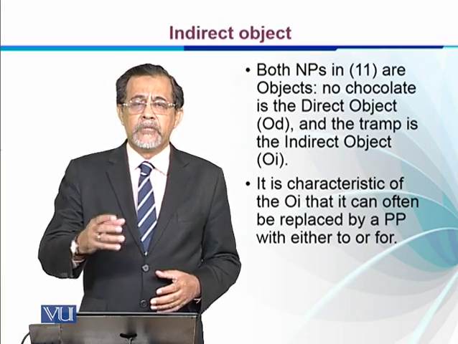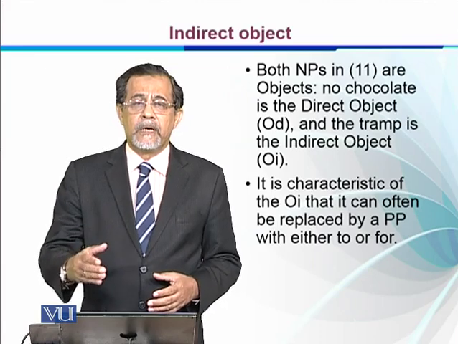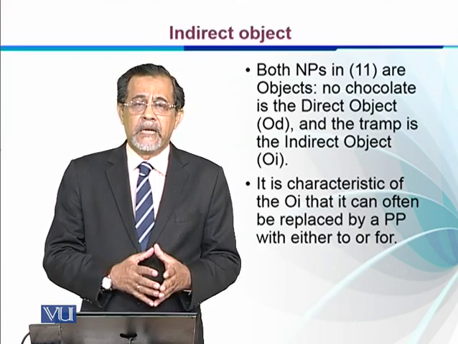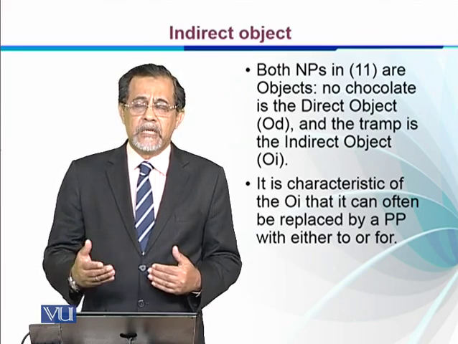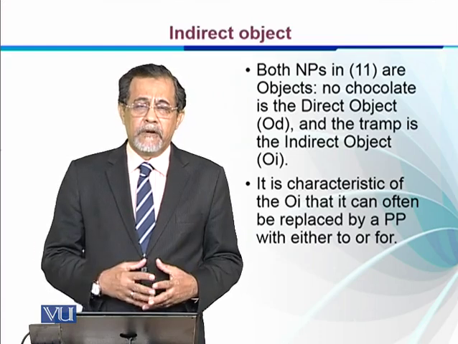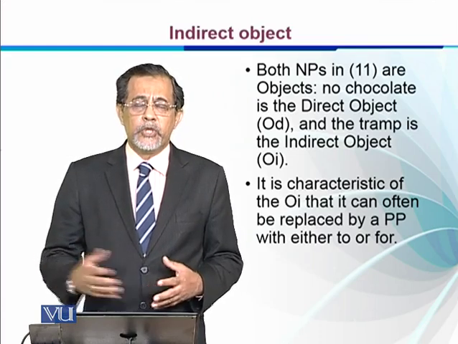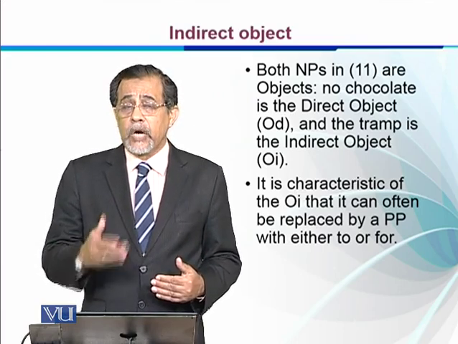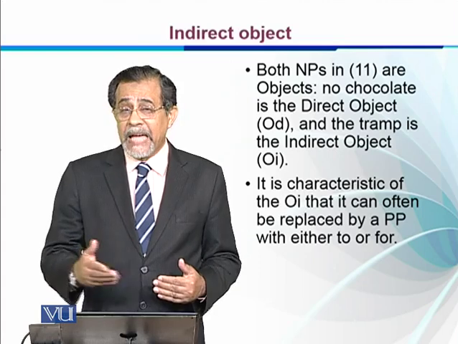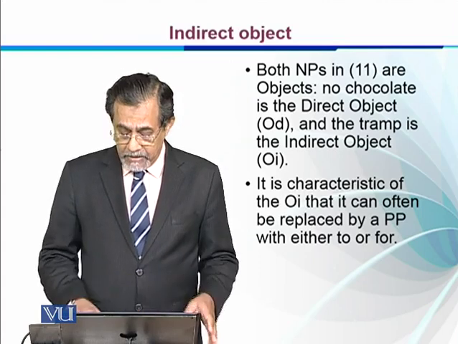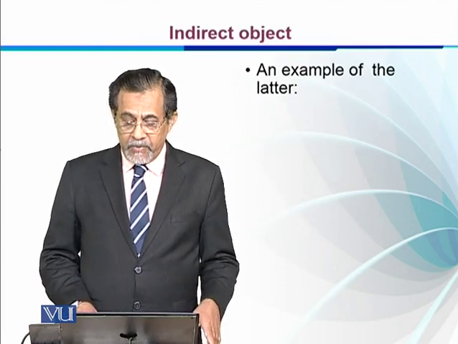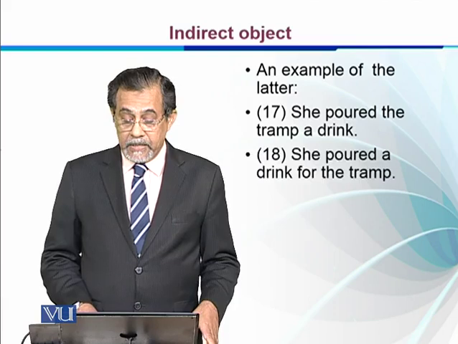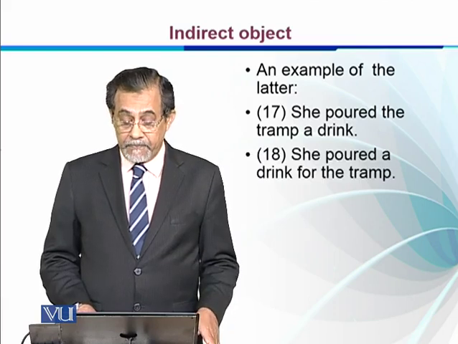For example, "she bought her chocolate." If "her" is an indirect object and we move it to the end position, we say "she bought chocolate to her." So we have to bring "to" with "her." Another example: "she poured the tramp a drink," right? "She poured a drink for the tramp."